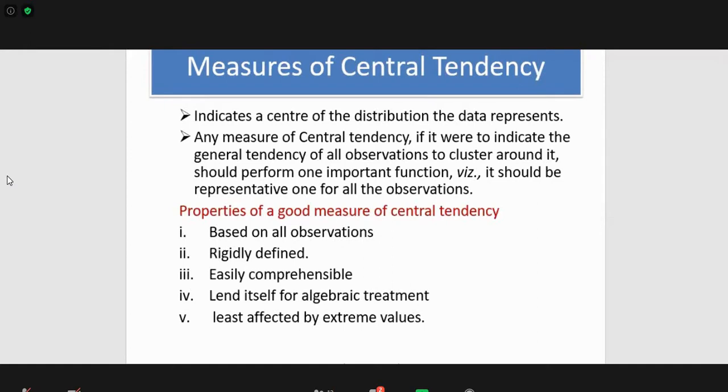So it should perform one important function. That is, it should be representative of all the observations. Whatever the observation you give, because you are summarizing your data, you have a large data set. Let me give you a simple example. We usually say, hey, my car gives an average mileage of, let's suppose, 12 kilometers, right? So what do we mean by this average of 12 kilometers?